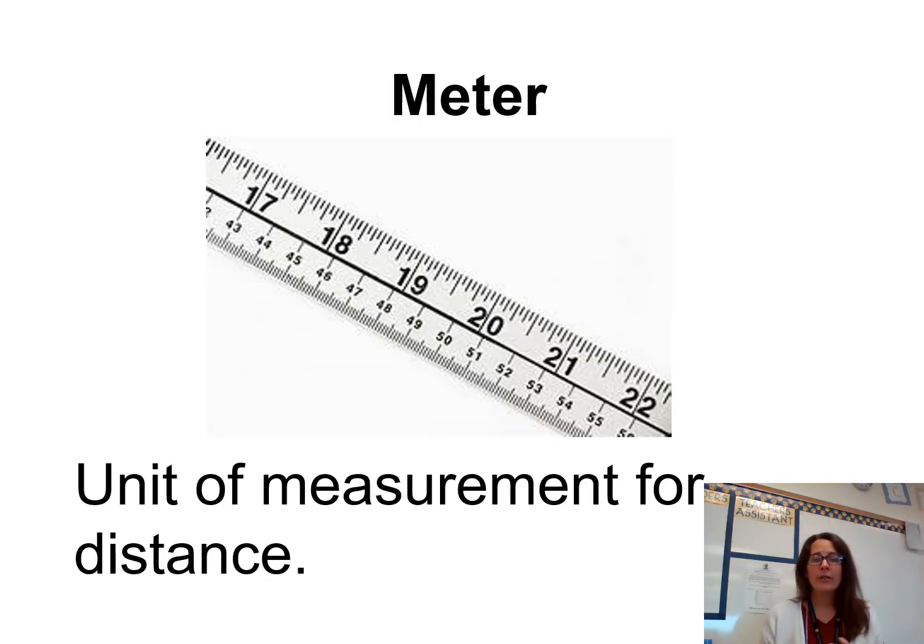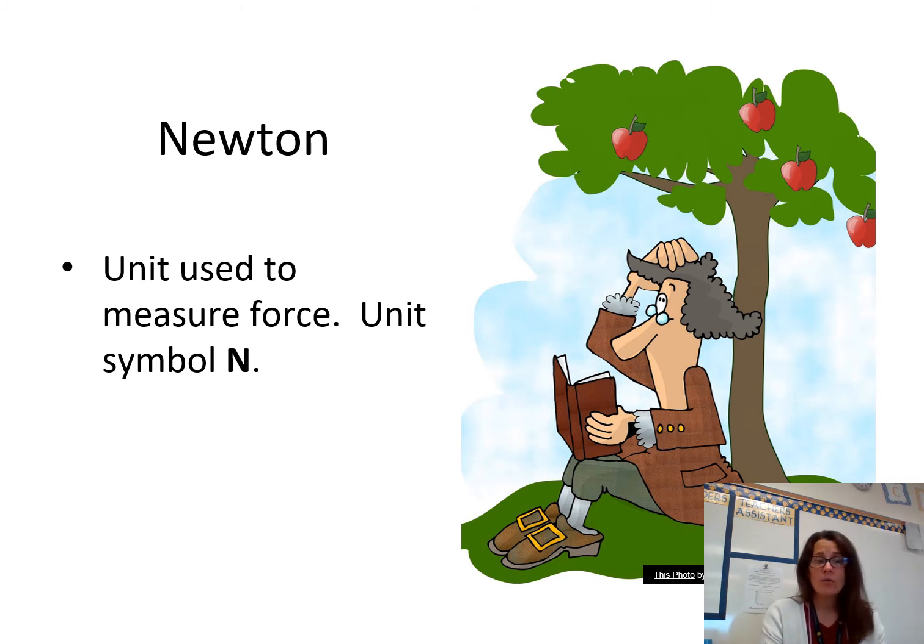Next we have a meter, and a meter is a unit of measurement for distance. A meter has 100 centimeters in it. It's probably close to 3 feet. It's pretty close to a yard. You've probably heard of or seen a meter stick here and there. So a meter is a unit of measurement for distance. We talked about newtons quite a bit whenever we started talking about balanced and unbalanced forces. And if you remember, a newton is a unit used to measure force. The symbol for the unit newton is just an N.